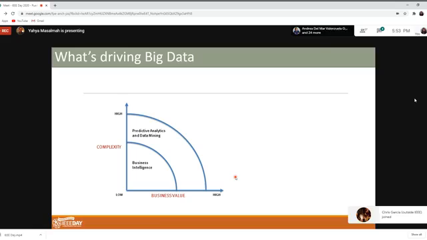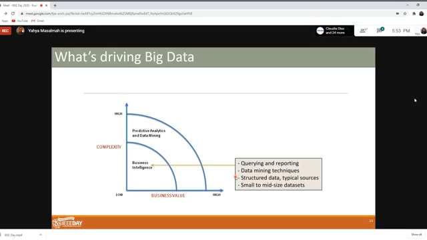So what we have to do is keep moving in the same direction as the complexities go. Even if we have complexity, this does not mean that we need to stop thinking about more efficient techniques to extract the required data, the required knowledge. In the first part, we are talking about querying and reporting, business intelligence, data mining techniques, structured data, typical sources, and small to mid-sized data sets.